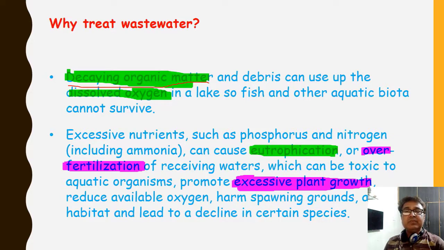Eutrophication means excess of the phosphorus and nitrogen nutrients available to the water. So this excessive plant growth may reduce available oxygen, may harm spawning grounds, alter habitat, and lead to decline in certain species.